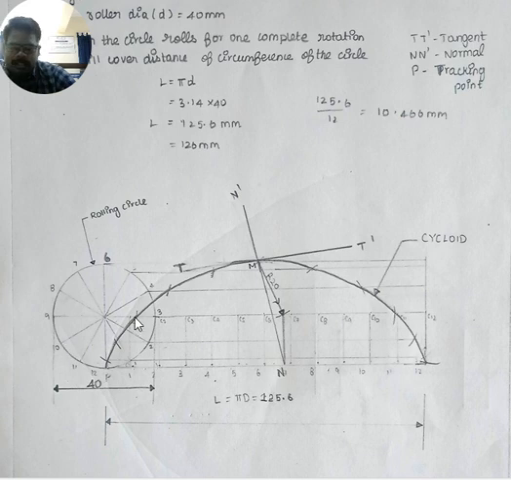Then divide the circle into 12 equal parts. A circle equals 360 degrees, so if you divide the circle into 12 equal parts, 360 divided by 12 equals 30 degrees. By taking 30-degree markings on the circle, you divide the circle into 12 equal parts. Then give the numbering in anti-clockwise direction.